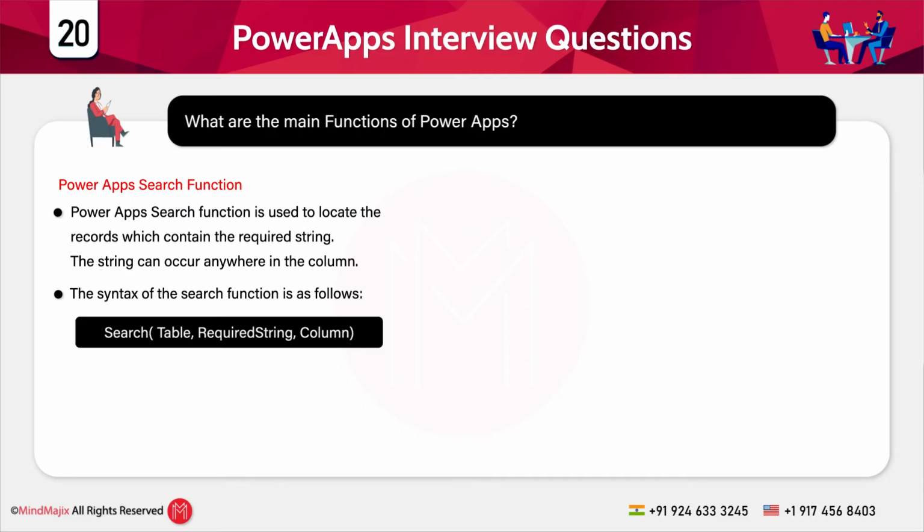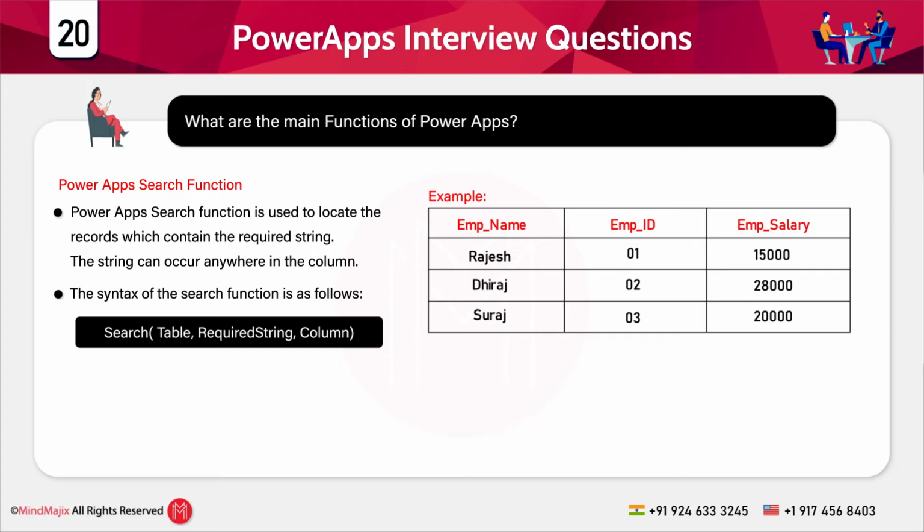column. Just to give you an example, let's say we have an employee table over here. The employee table has 3 columns: employee name, employee ID, and employee salary. These are the 3 employees that we have in our table as of now. The first record is Rajesh, employee ID 01 and employee salary 15,000. Similarly Dheeraj, 02 and 28,000. The third one is Suraj, 03 and 20,000.